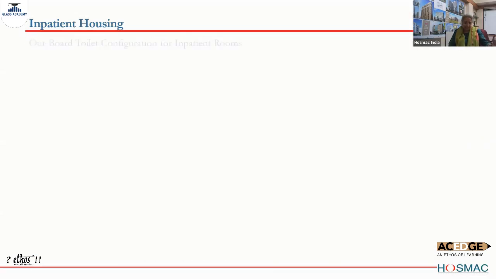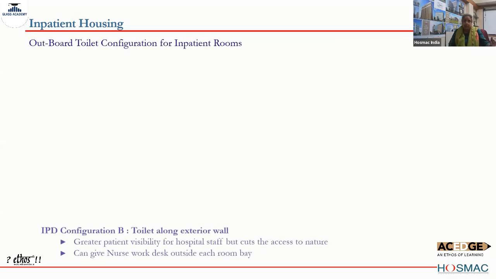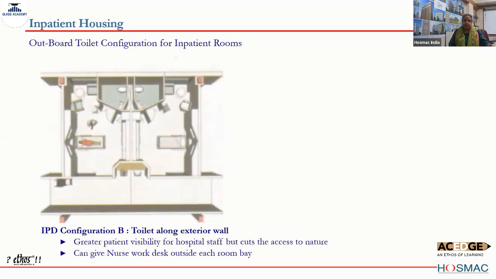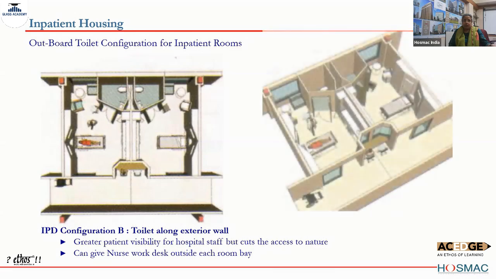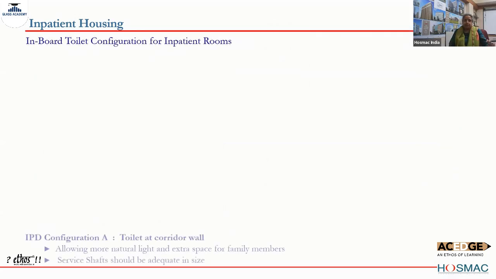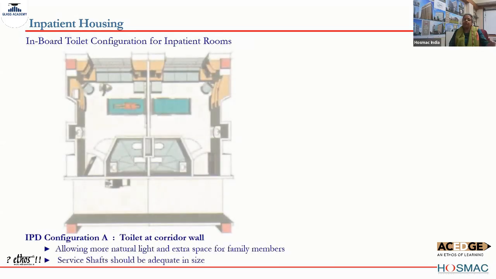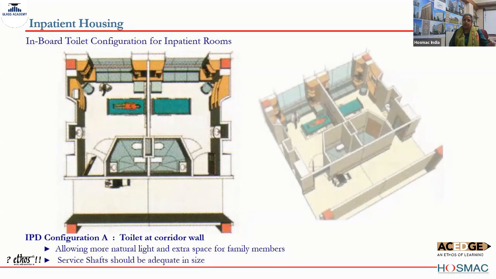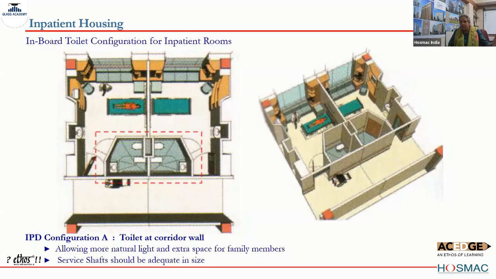So these are different kinds of locations of toilets. So this is an outboard toilet where the patient really gets pretty less natural light. The area is the same. There is an inboard toilet configuration where the patient is able to get a lot of natural light, but the toilets need to be ventilated. The mechanical systems need to work very well in this kind of setup.